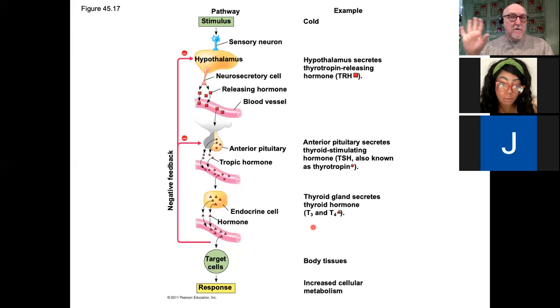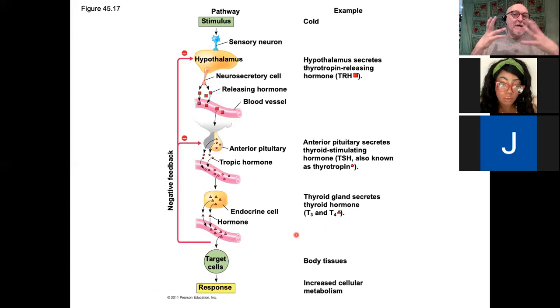We're not going to worry, but just remember that the thyroid hormone is commonly referred to as just thyroid hormone, but there are different components to it. We won't worry about it. The effect of that thyroid hormone release is global.